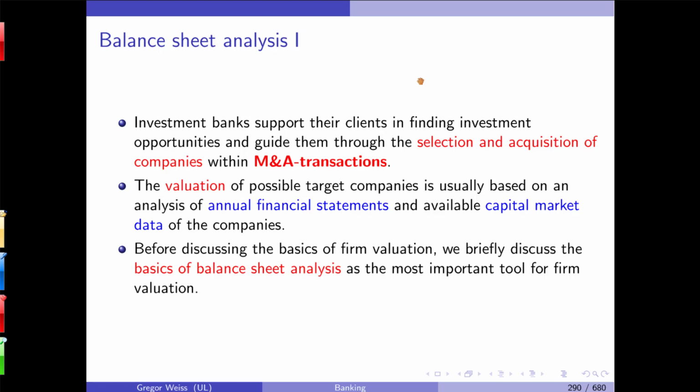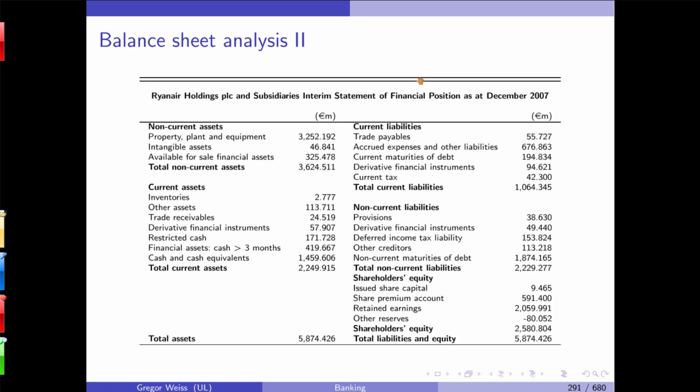So balance sheet analysis and valuation is one huge part of investment banking. You need to know what a company, what a deal is worth. You need to look at balance sheet data, at income statement data. For example, this is the one from Ryanair back in 2007. You need to standardize the balance sheet. You need to come up with financial ratios. There are many things you need to do.